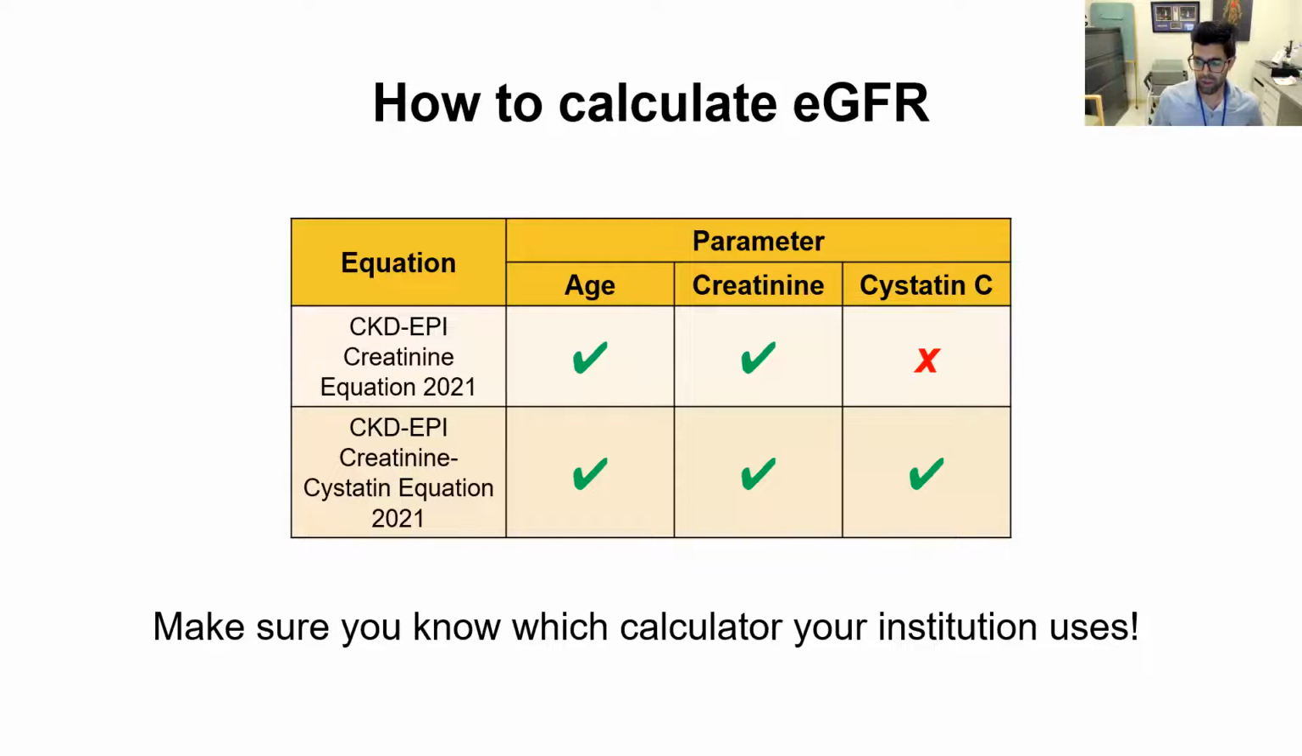There are two main calculators we use to calculate eGFR. In 2021, we finally came up with some new ones that exclude race, which is wonderful and long overdue. The CKD-EPI creatinine equation does not use cystatin C, and the CKD-EPI creatinine-cystatin equation uses creatinine and cystatin C. So you have to figure out what your institution uses. Here we use the top one. We don't use the cystatin C equation. I'm not sure what is used across the street.